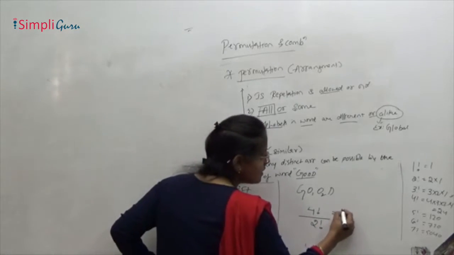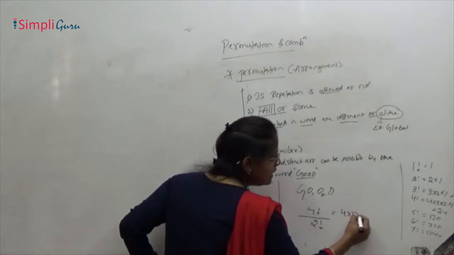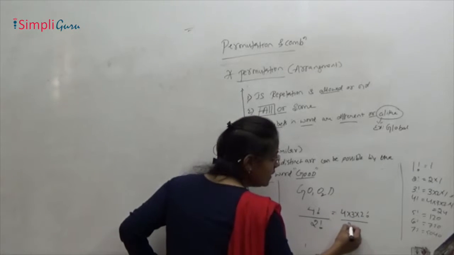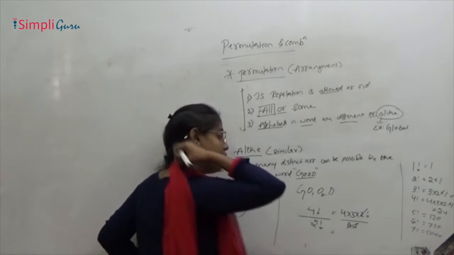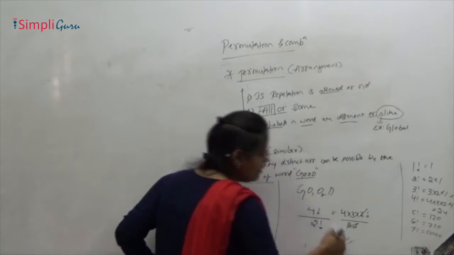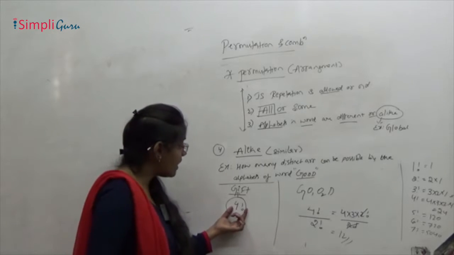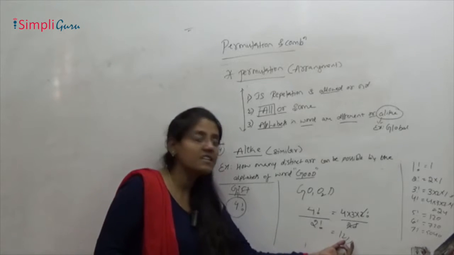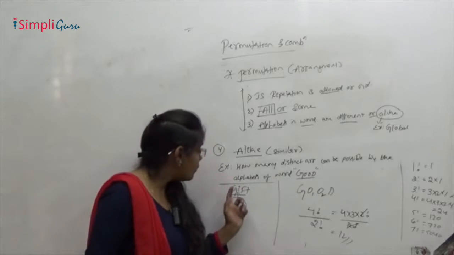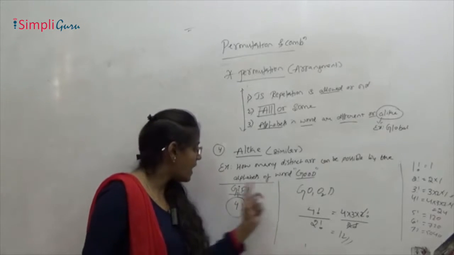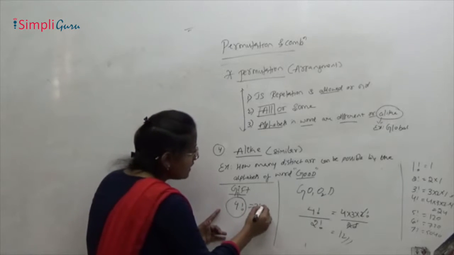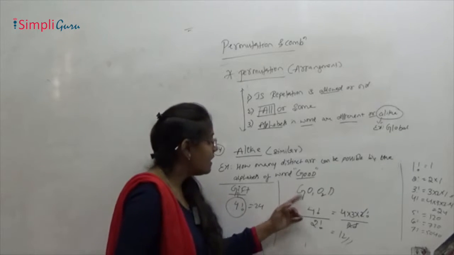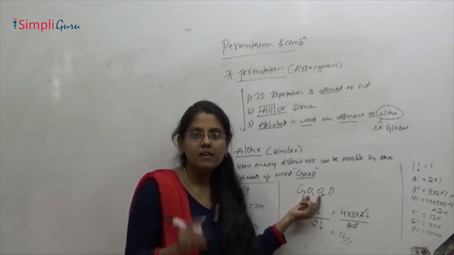What will be my answer? 4 into 3 into 2 factorial divided by 2 factorial. The 2 factorial gets cancelled. 4 into 3 is 12 ways. See here, for gift I got an answer of 24. Here I am getting 12, because although both words have 4 letters, here the alphabets are not all different. Here one alphabet is repeating twice.